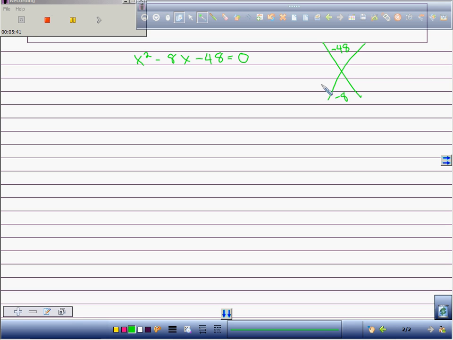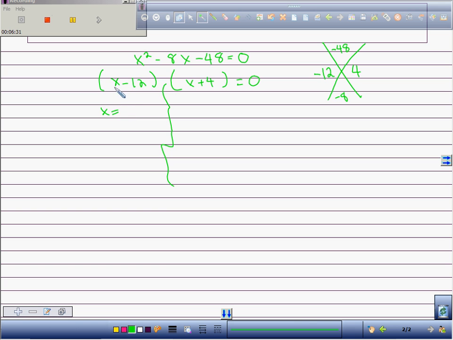6 and 8? Negative. Very good, Izzy. Negative. Tom said it was negative 12 and positive 4. So this factors to x minus 12 times x plus 4 equals 0. And I draw a little squiggly line. So either x equals what?